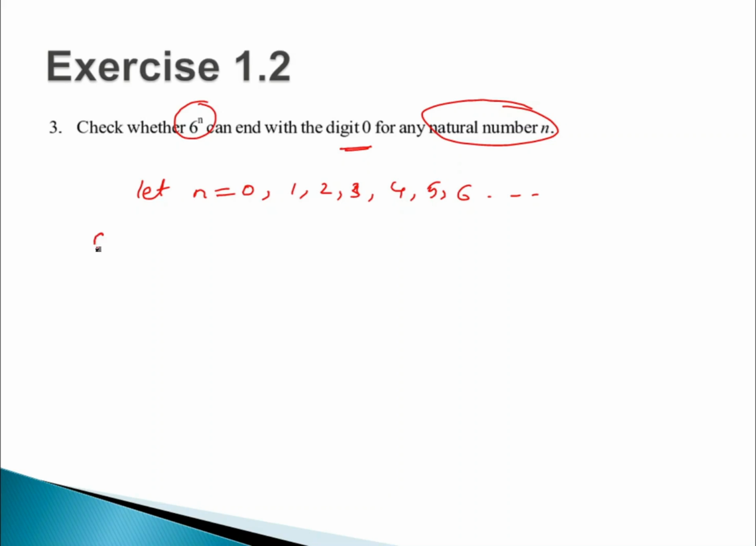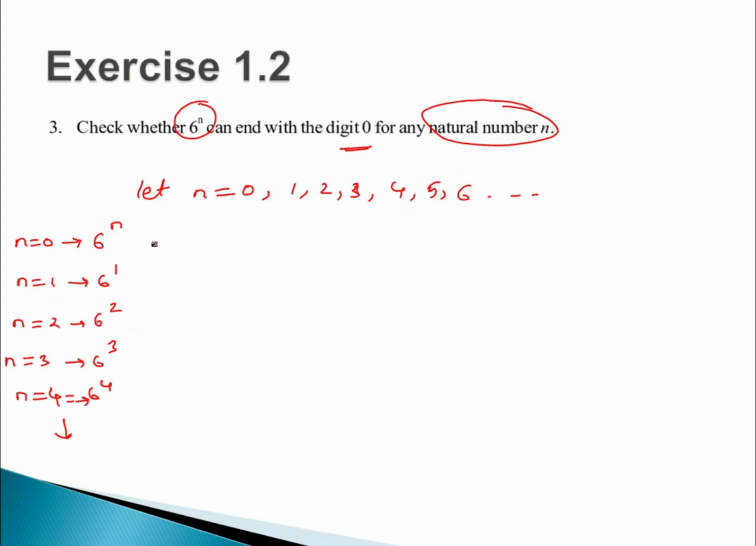Now I'm substituting n equals 0 in the equation, that is 6 to the power of n. Similarly, I need to substitute n equals 1 in the equation. So n equals 2, also I'm substituting. Similarly, n equals 3 also I am substituting. Similarly, n equals 4 also I am substituting in this, and so forth and so on.